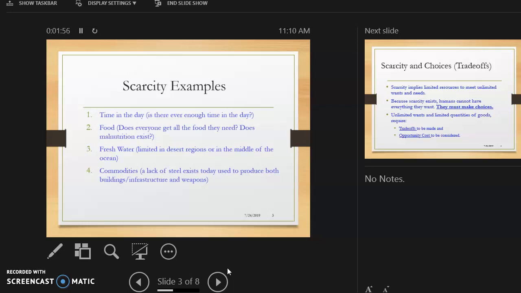And then there's commodities. There's a lack of steel, as an example, that's used to produce buildings, weapons, any type of machinery, etc. There's a limited amount of gold. There's a limited amount of oil in the world, and we have to use those sparingly.